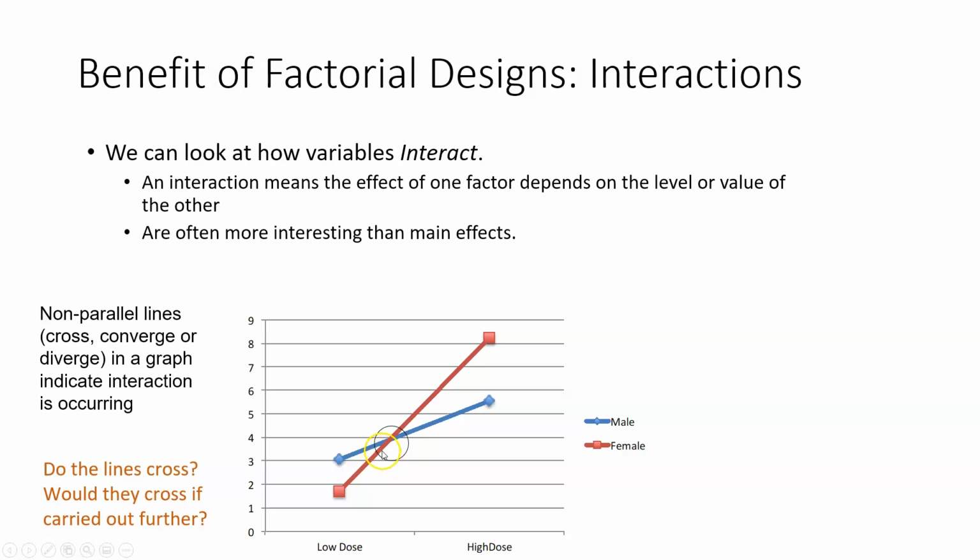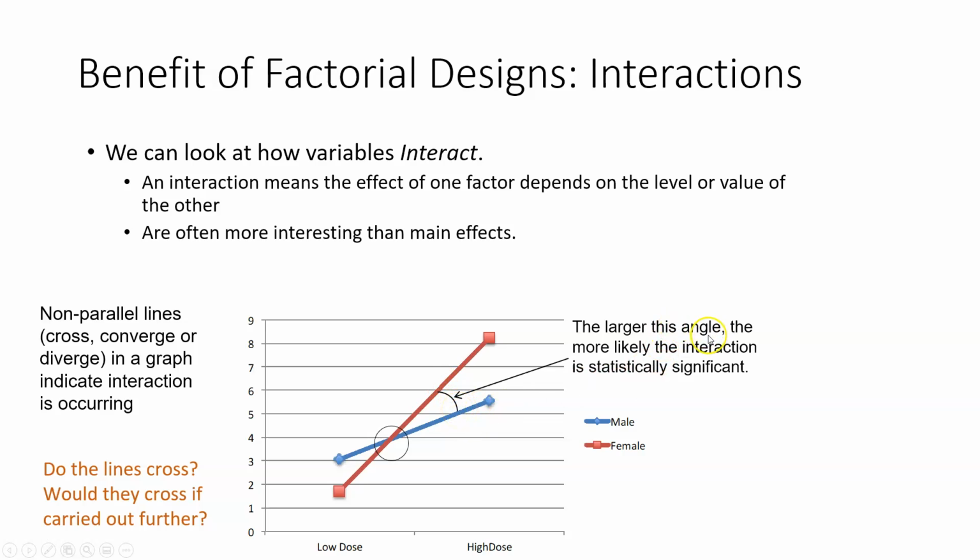Now, virtually every time you run statistics, you're going to find that the lines are not perfectly parallel. So, how do you know if there's a real interaction or just not really an interaction and they're basically parallel? Well, the angle here that we see is important.